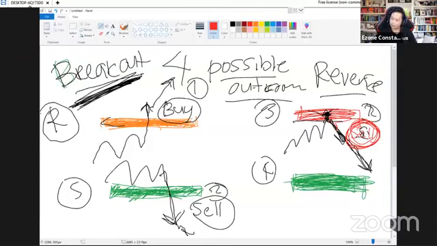Okay, now the fourth situation is where the price goes to the support. So it tried to break the support here, but it failed to break the support. Instead, it failed to break the support, it rebounded.